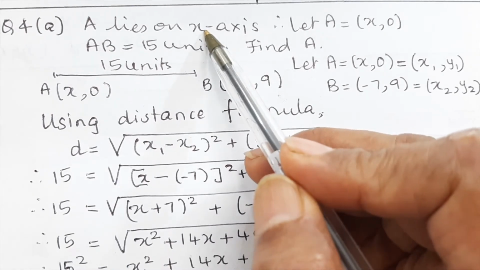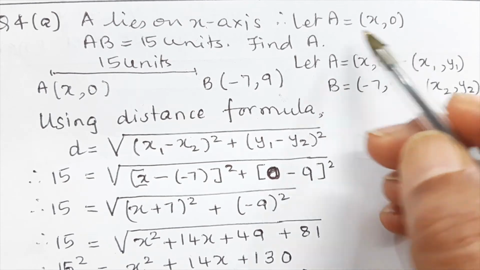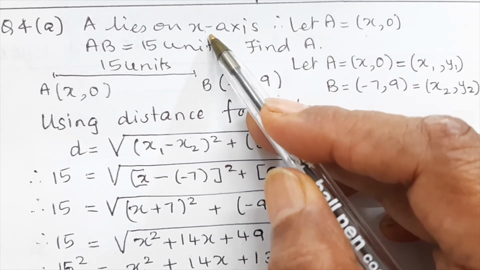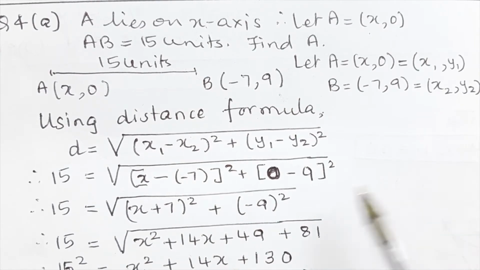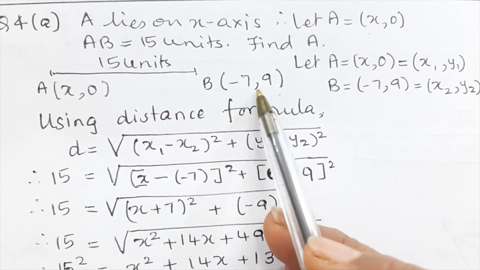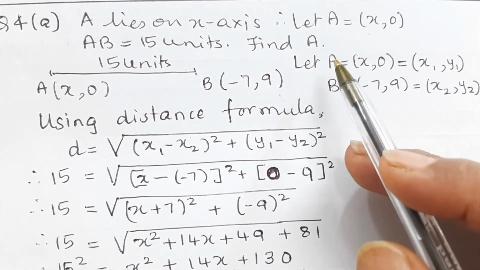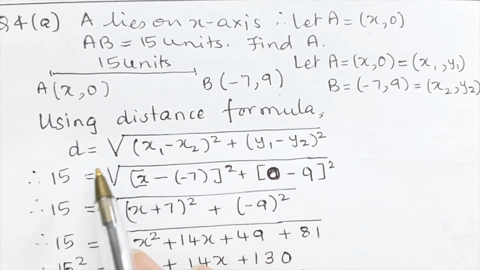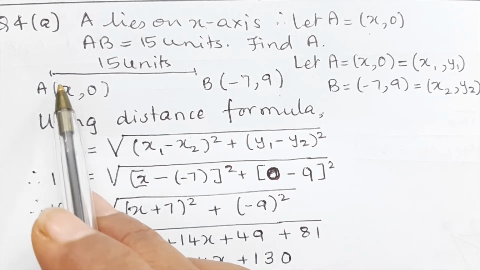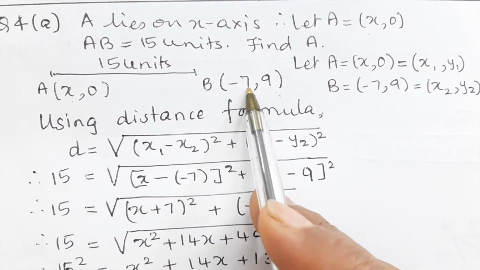A lies on the x-axis, and so let A equal x comma 0. Remember, if the point is on the x-axis, it becomes x comma 0. If it's on the y-axis, it becomes 0 comma y. And we show the diagram like this. We write A as x comma 0, B as minus 7 comma 9, and the distance is 15 units. Because we are going to use the distance formula, all of you should know the distance formula by heart. Now remember, A is x comma 0, so we would have x minus minus 7.